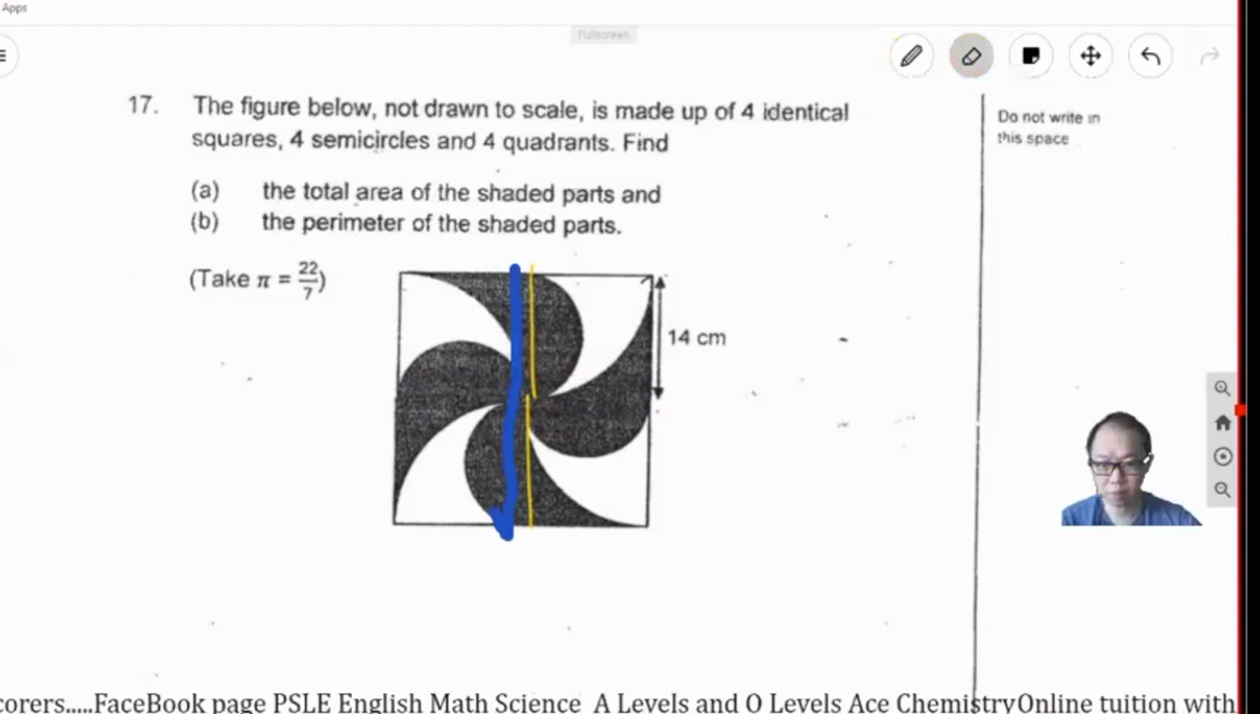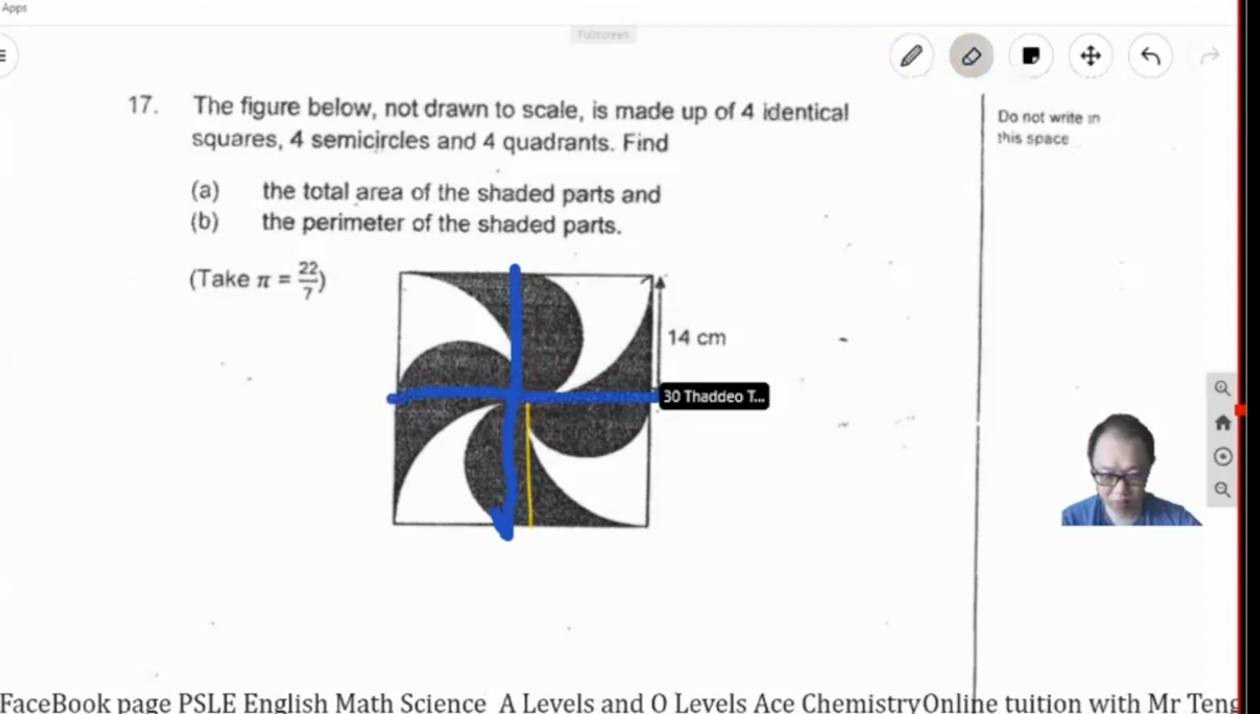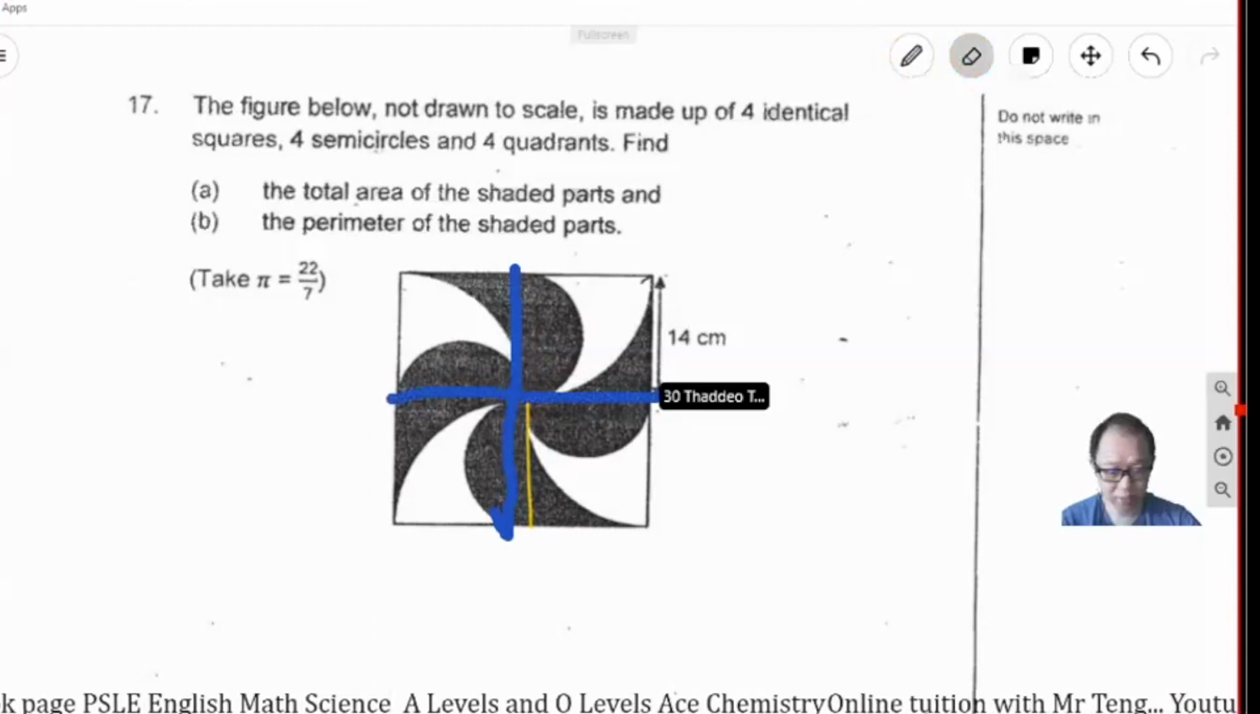Yeah, someone's helping me. Just divide into 4. Yeah, thank you, bruh.